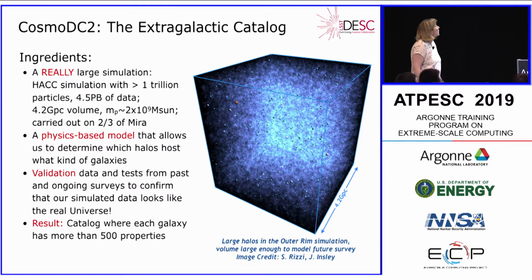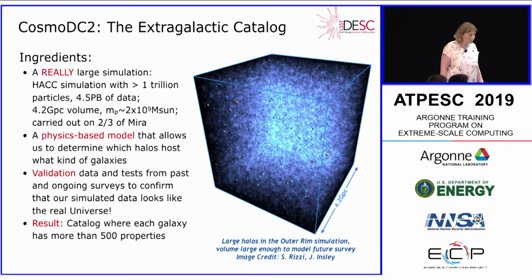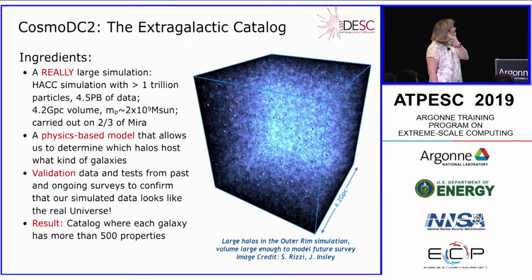So just very quickly, the three ingredients. The first one is the extragalactic catalog. You have heard a lot about that. This was a simulation carried out on 2/3 of Mira. Again, one of the largest simulations available right now. We populated it with galaxies. We then did a lot of validation that what we got was actually correct, by comparing with actual data that is already available.